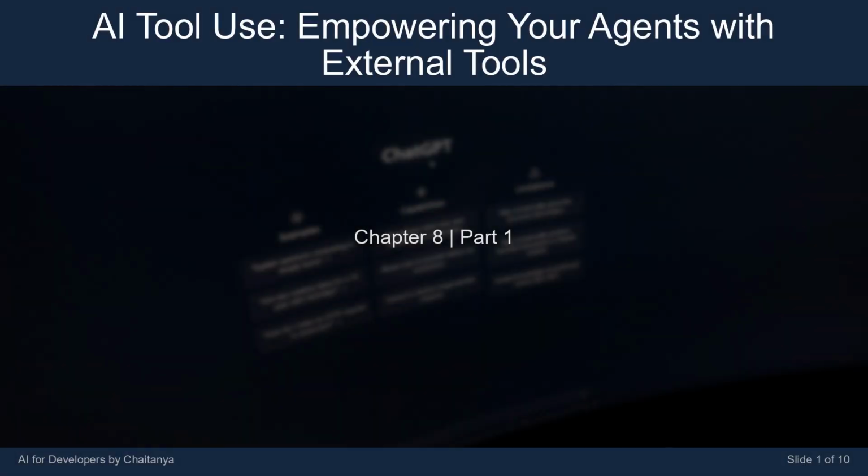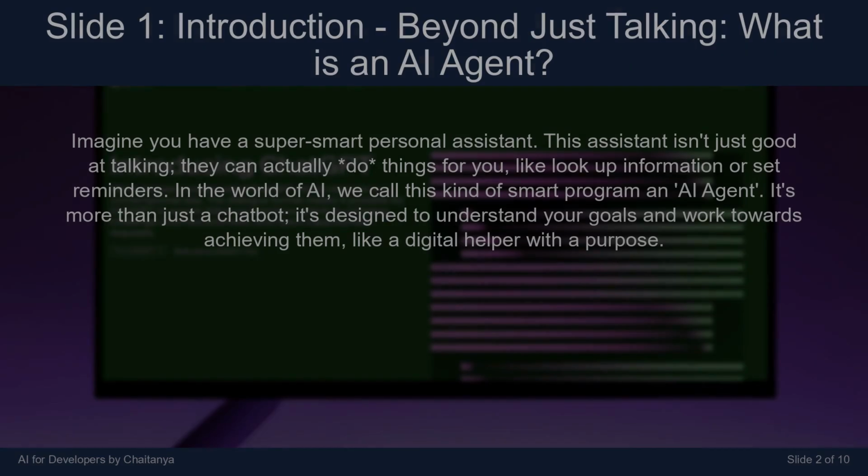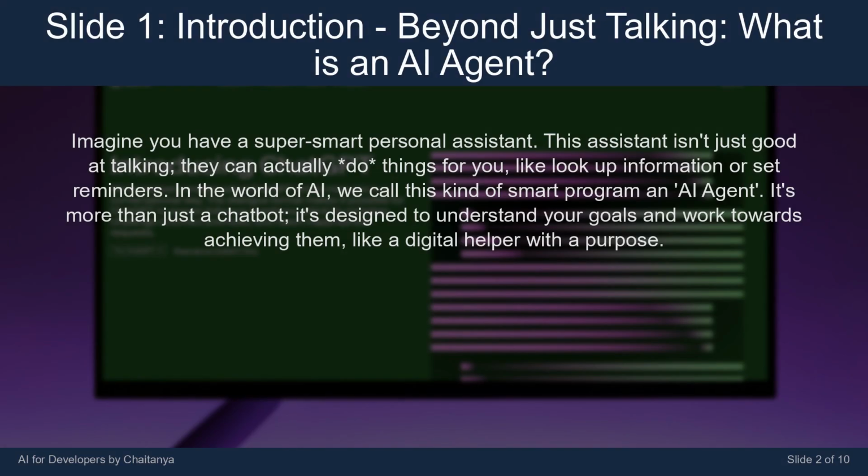I'm Chaitanya talking bot. Today's lesson is titled AI Tool Use: Empowering your agents with external tools. Imagine you have a super smart personal assistant. This assistant isn't just good at talking. They can actually do things for you, like look up information or set reminders.